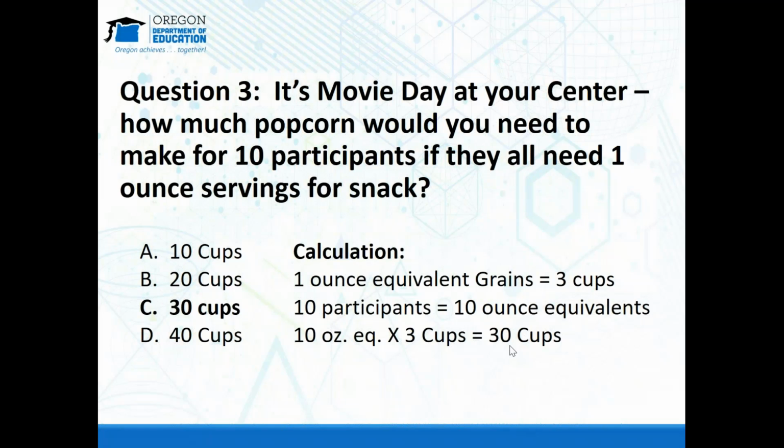So 30 cups is a lot of popcorn. If you have an industrial kitchen, maybe that's not too hard to meet. Of course, you're likely going to have more than 10 participants. But if you have a small kitchen, this might be more popcorn than you can reasonably make in a short amount of time. Think about feasibility. Think about how much your participants can eat before you update your menus to include these new items.